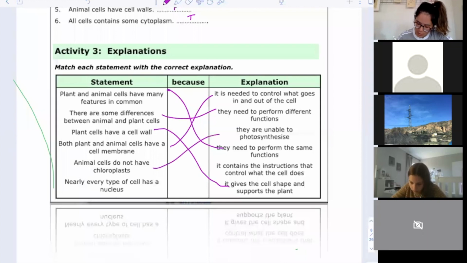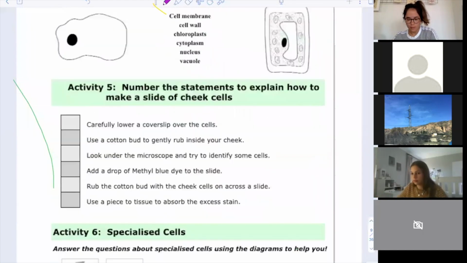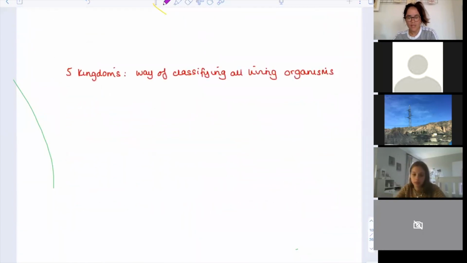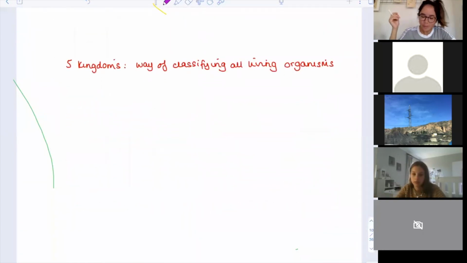Both plant and animal cells have a cell membrane, and that's in order to control what goes in and out of the cell. Animal cells do not have chloroplasts. That's because they are unable to photosynthesize, and nearly every type of cell has a nucleus, because it contains the instructions that control what the cell does. Did everyone get activity 1, 2, and 3 right? Yay, very good everyone, well done.